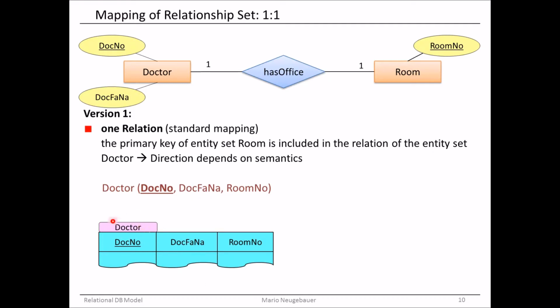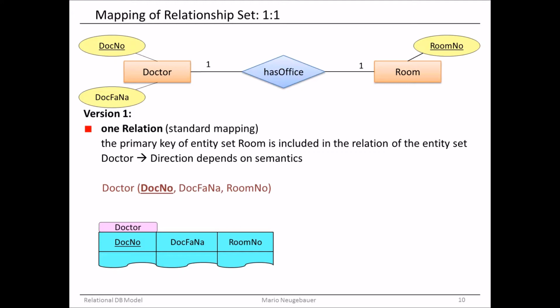We create a table, we name it doctor because it's about the doctor, and we add the attributes from the entity set doctor, doctor name and doctor family name. And now to each doctor there's a room assigned, and we just add the room as another column in our table. We just add the attribute from the other entity set into the first entity set, the entity set for the doctor.